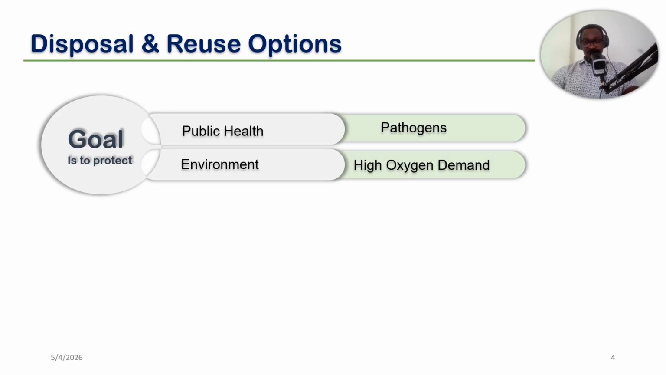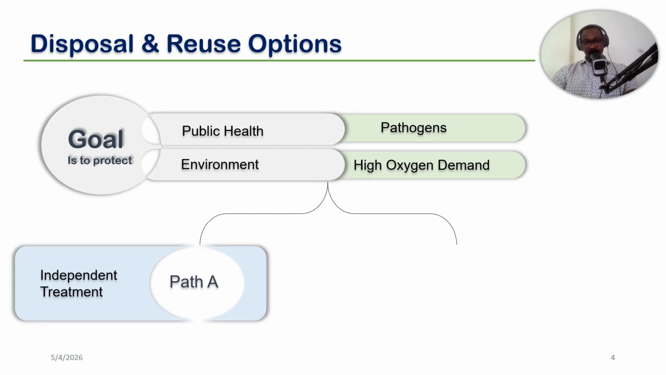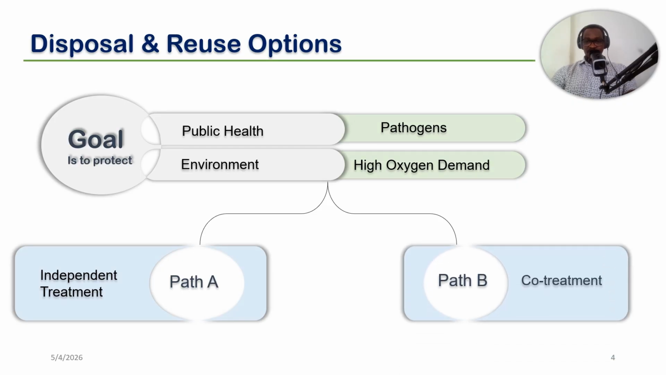So it's good to emphasize that disposal is well taken care of, and if possible, the sanitation chain is closed by better use options. Now, all this can be arrived at depending on the path you take and the availability of infrastructure. The first one has got to do with independent treatment. Here you have a dedicated fecal sludge treatment plant to handle both the septage and the fecal sludge. The other option is when you have a wastewater treatment plant.